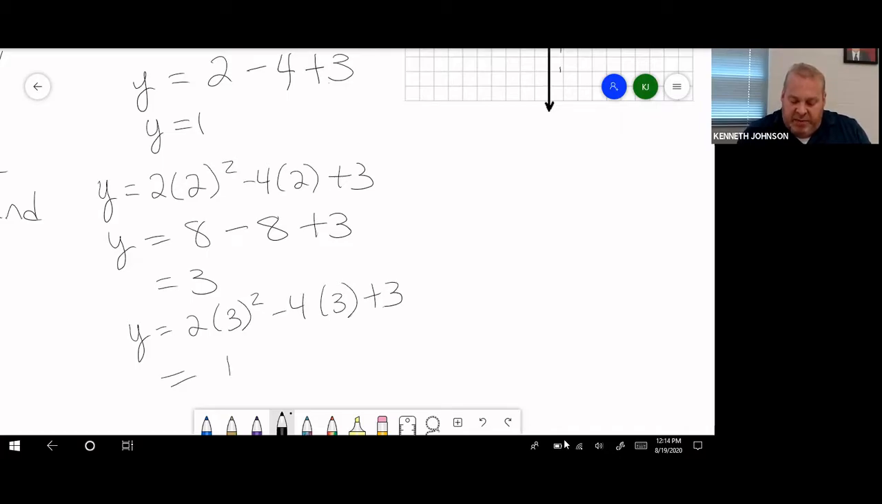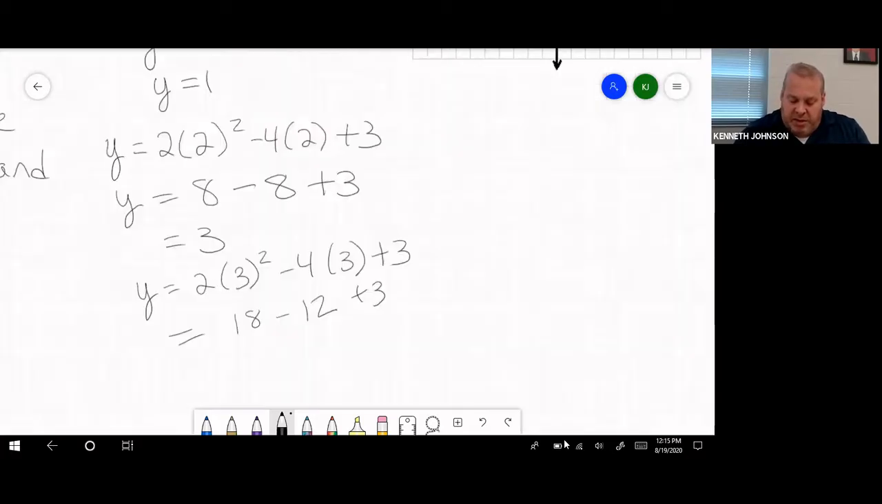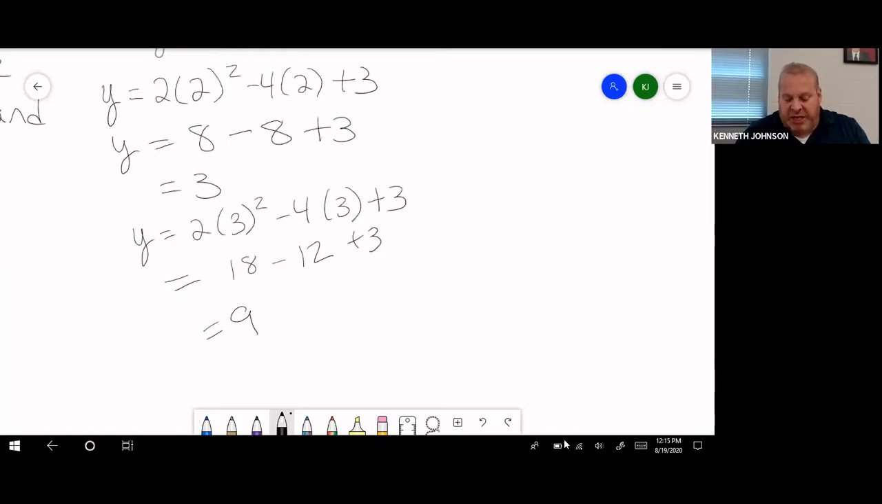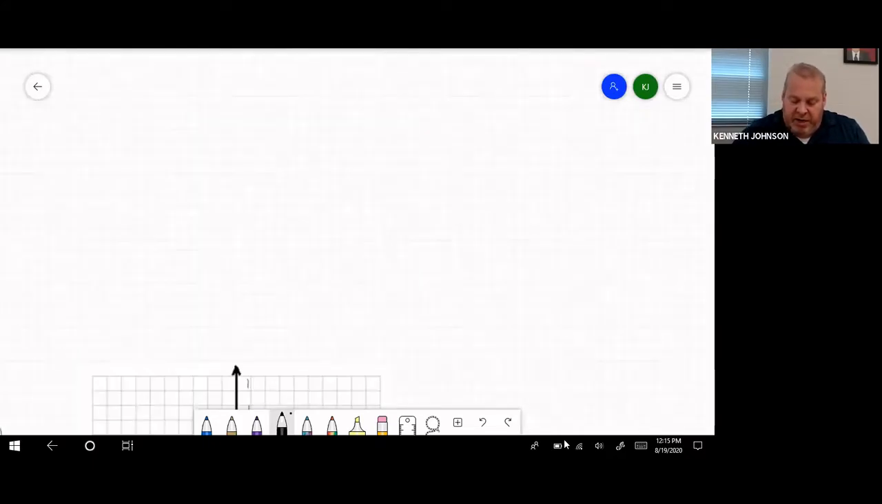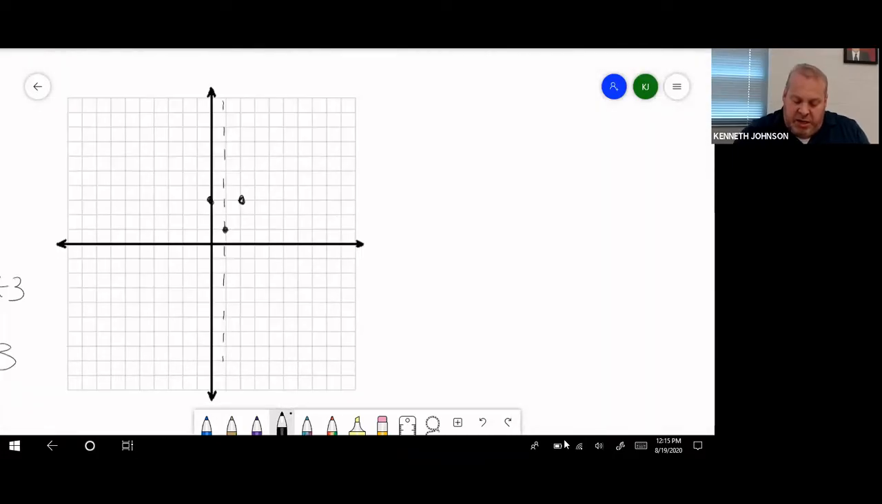So 9, 18 minus 12 plus 3, I think that equals 9. So at 3, it equaled 9. And if I'm 2 spaces away from my axis of symmetry on this side, I have to be 2 spaces away on this side.